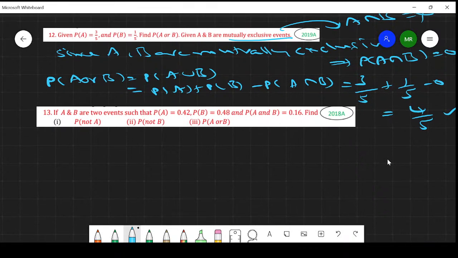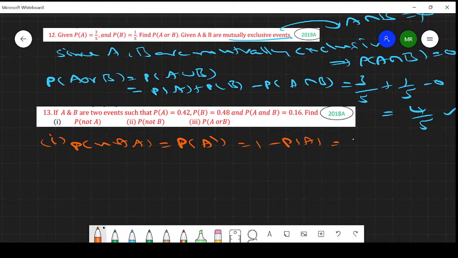A, B are two events such that P of A equals 0.42, P of B equals 0.48, and P of A and B is 0.16. Find P of not A. First one, P of not A means P of A dash. Do you remember P of A dash? P of A dash means 1 minus P of A. So what is P of A? 1 minus 0.42. You subtract 0.42, it becomes 0.58. That will be your answer.